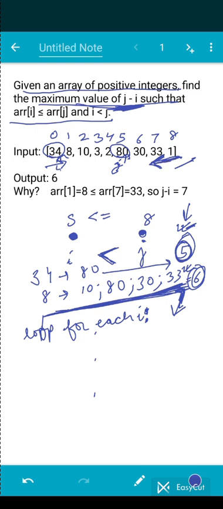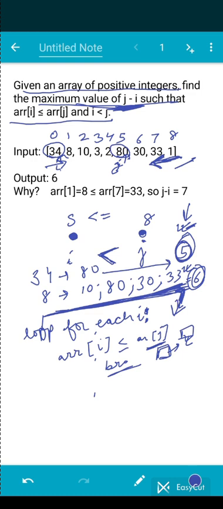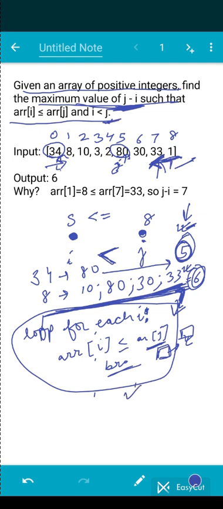As soon as I figure out an element which is greater than or equal to my element at i, I can just break out of this inner loop, and I'll have my i and j pair. I can keep track of the differences in one of the variables, and I can keep doing this for each element at i, maybe till only n minus 2, because these elements can't be the same, right? I can do this and I'll have my solution.